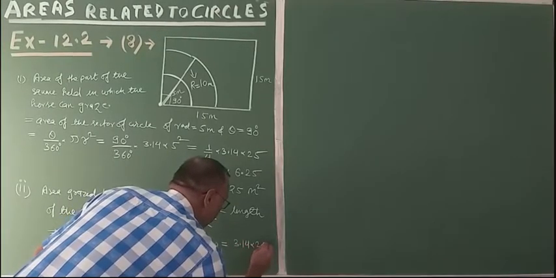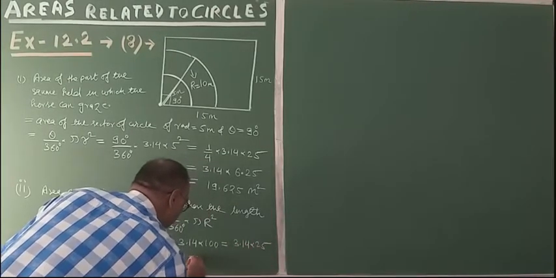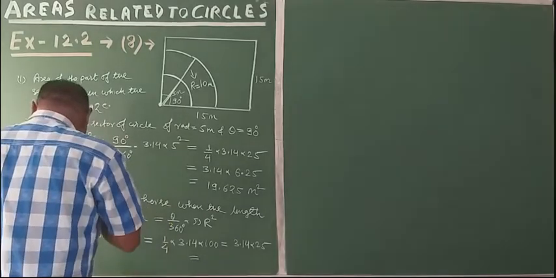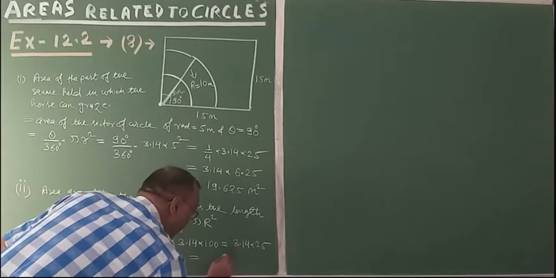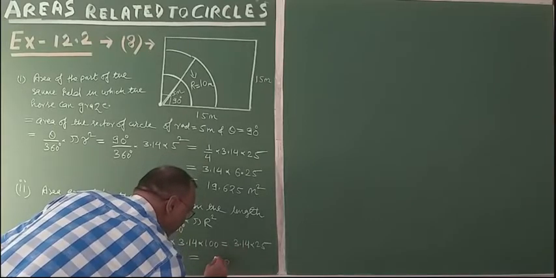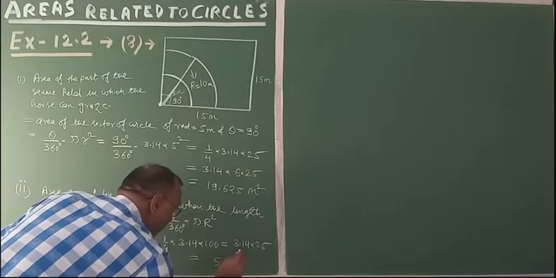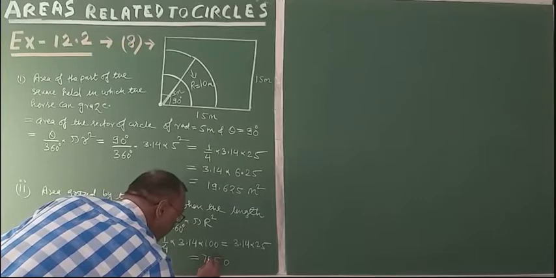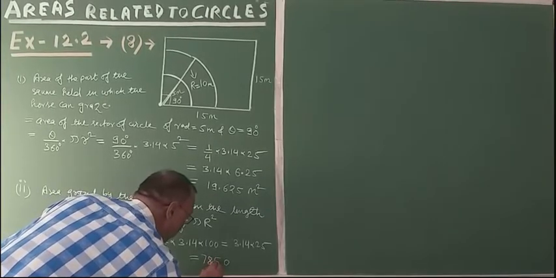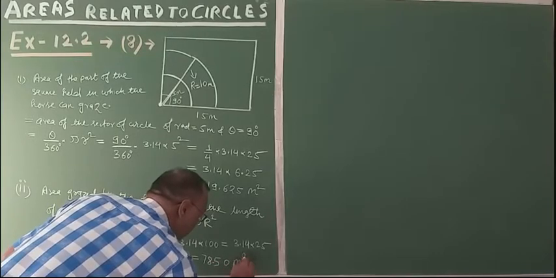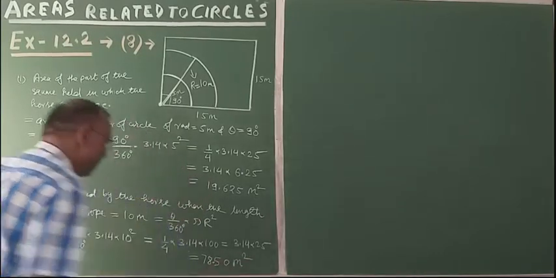3.14 into 25. Just multiply them. 24, 100, 100. 35 is 5. And 25, 75 and 78. 78.50 meter square. Is it okay?